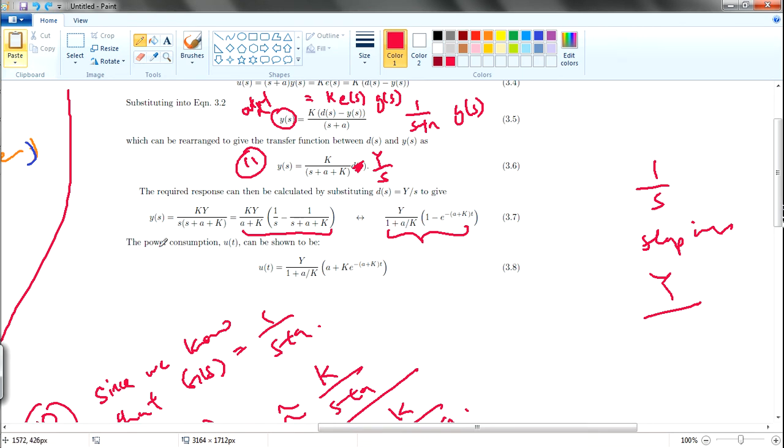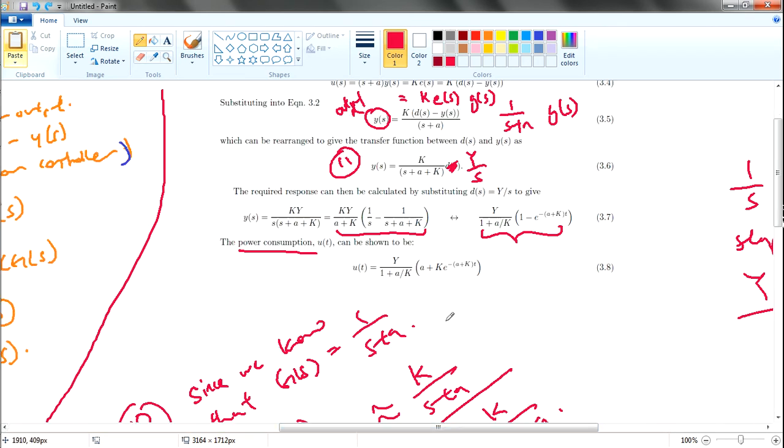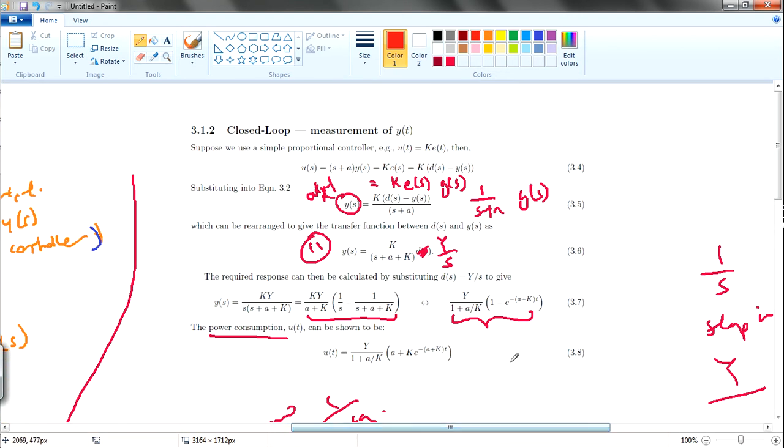And then the power consumption of this portion over here for a controller can be modeled as this equation. Where a is the amount of power losses. If you remember, this is a, right? This is a. So everything is the amount of power losses.